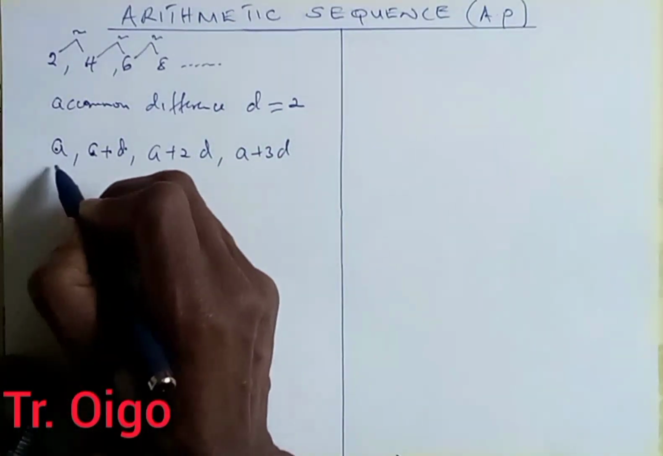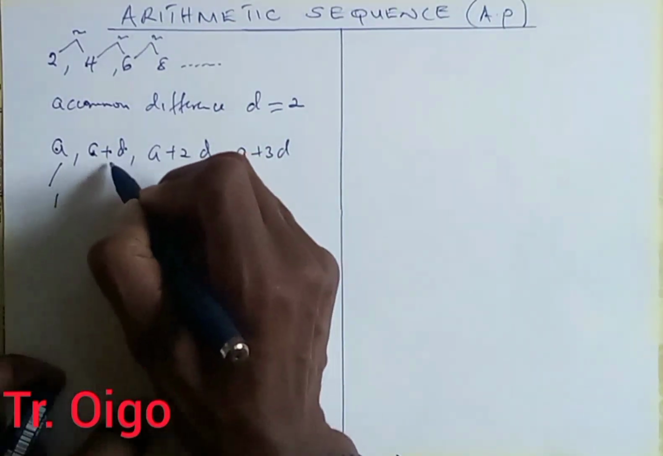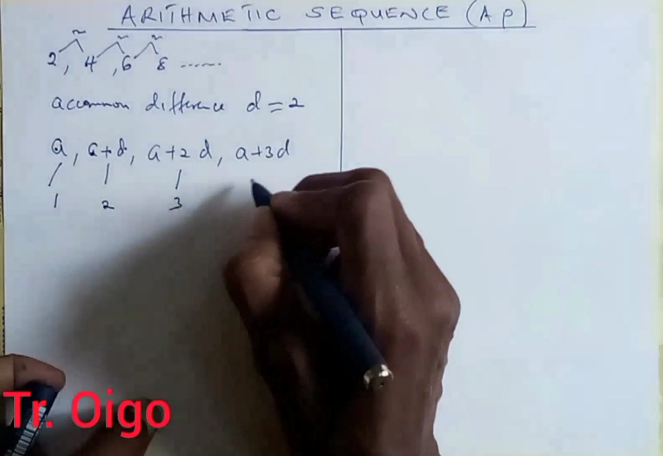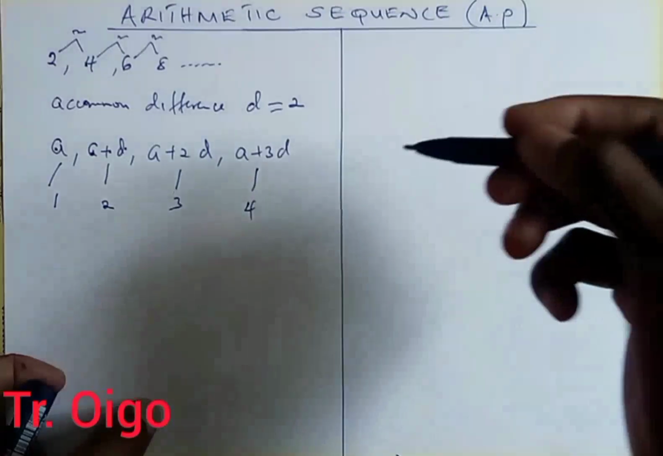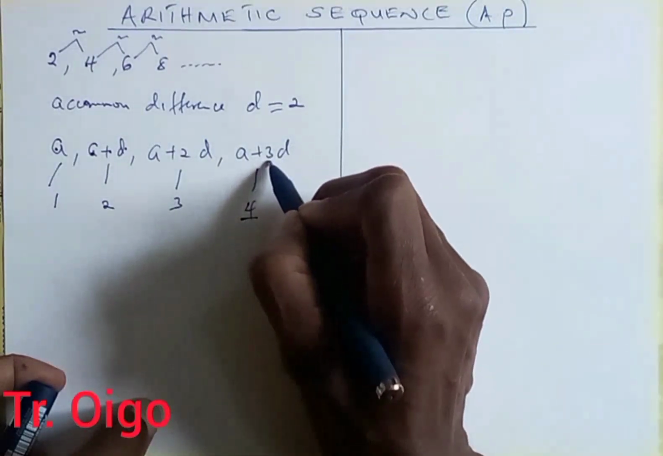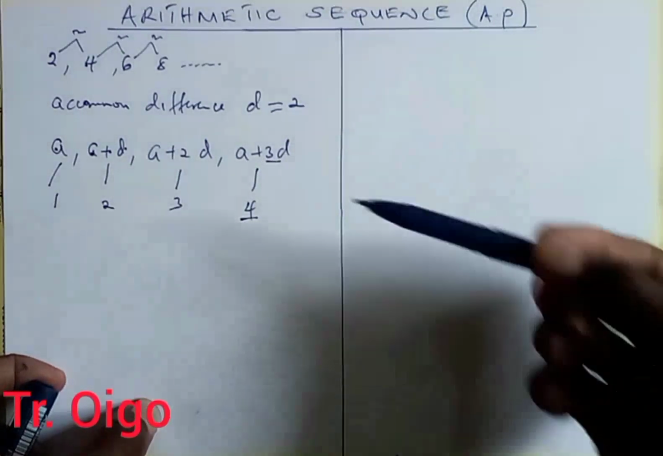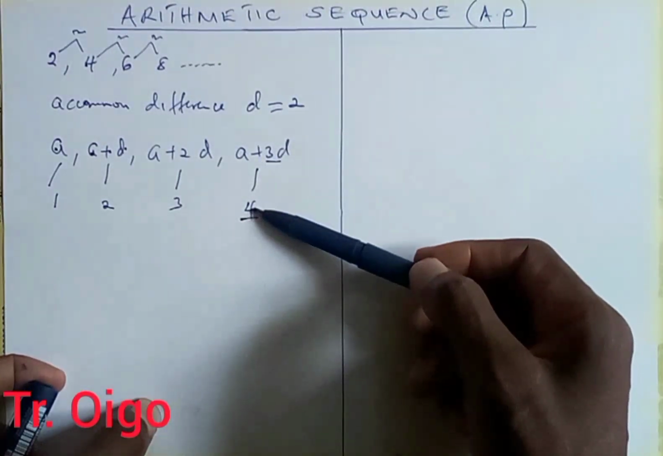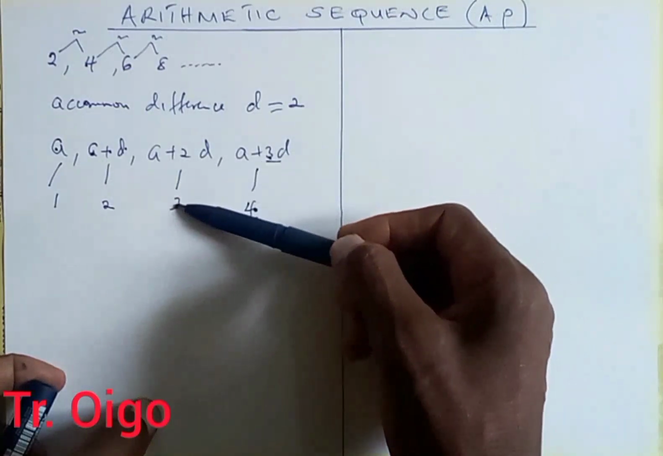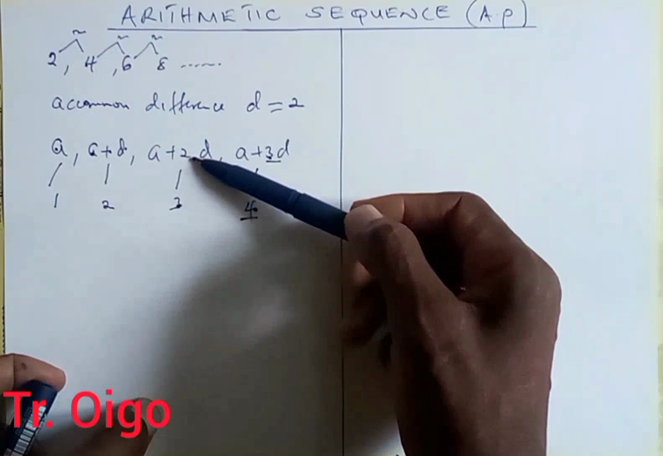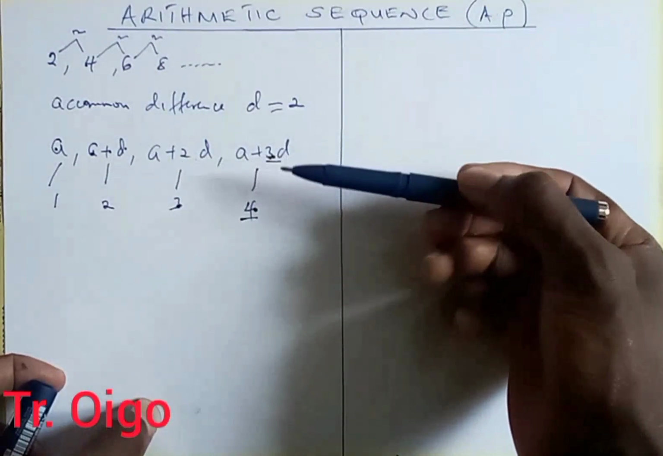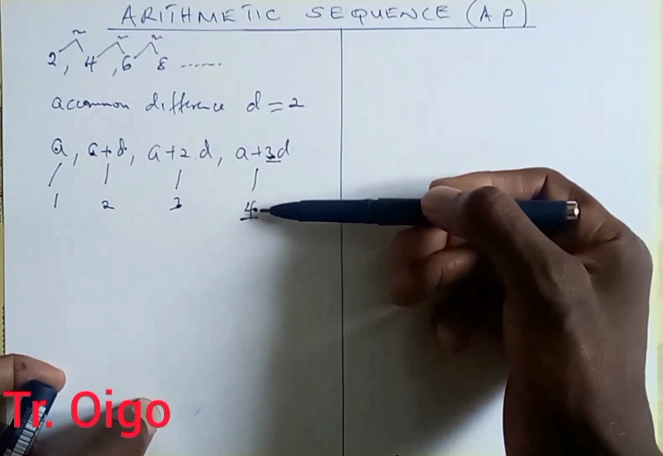Now, from this case, realize that this is the first term, this is the second term, this is the third term, this is the fourth term. But I want you to look at the term number and the number of D's here. You're going to realize that if I'm at the fourth term, I'm adding 3D. If I'm at the third term, I'm adding 2D. And therefore it tells you that the number of D's is less by 1 than the number of terms.